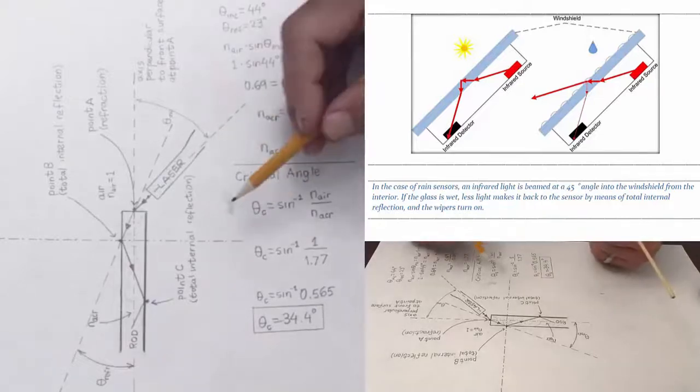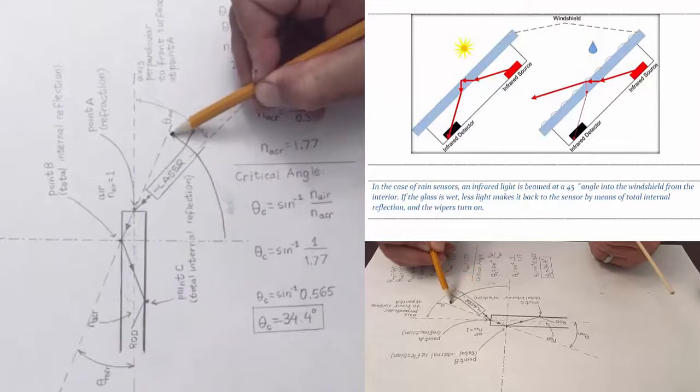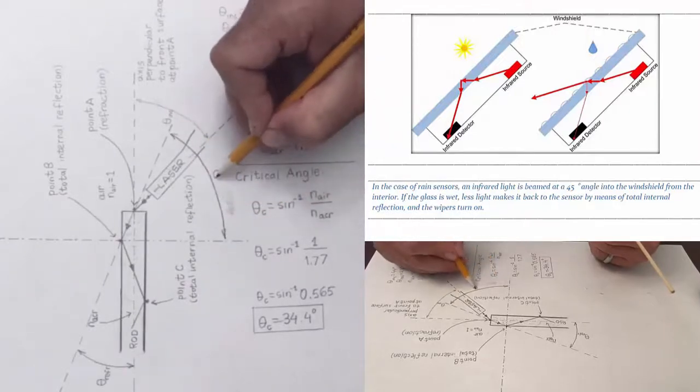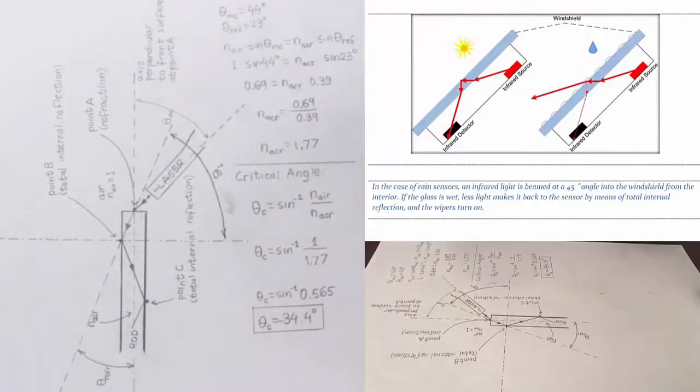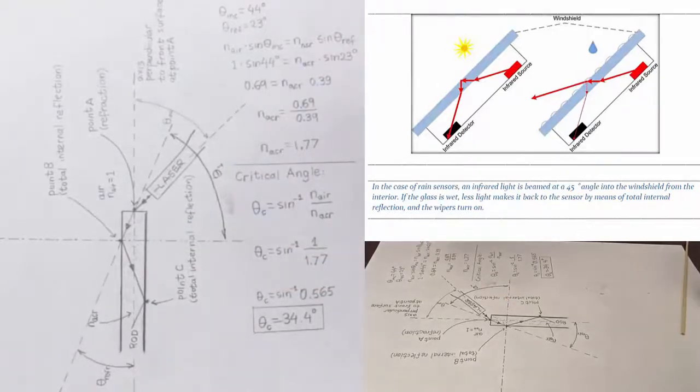So I'm going to sketch it here. We're talking about this angle. We're going to call it theta 1. We want to make sure that that angle is larger than the critical angle, because that would be the second condition for the total internal reflection to take place at point B. So let's measure that angle.